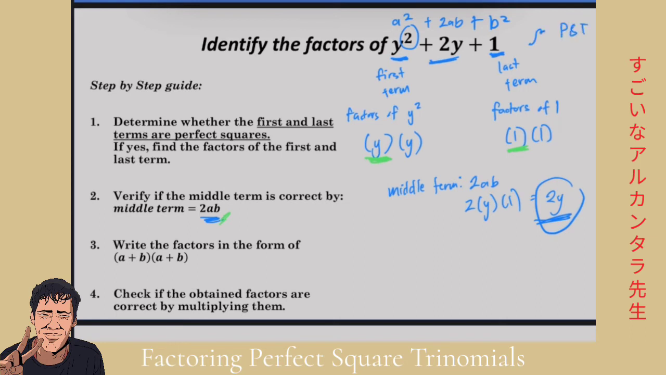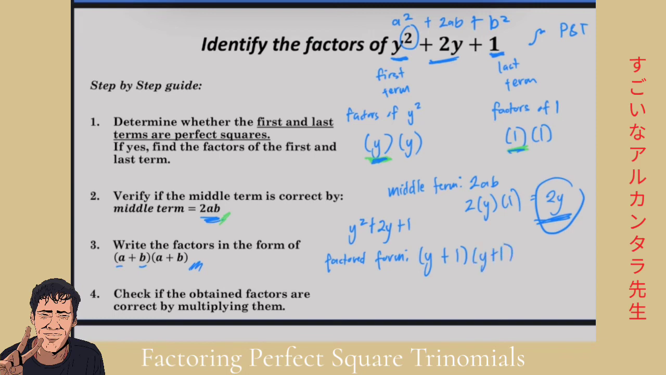Since it is a PST, we can now put it in its factored form. I'll just rewrite it so that everyone can see it. y squared plus 2y plus 1, factored form is a plus b, quantity squared. Don't panic. What is the a plus b? Just get one of them. For a, it's y. For b, it's 1. And since it's a perfect square trinomial, just copy it. It's the same thing. And that's it.